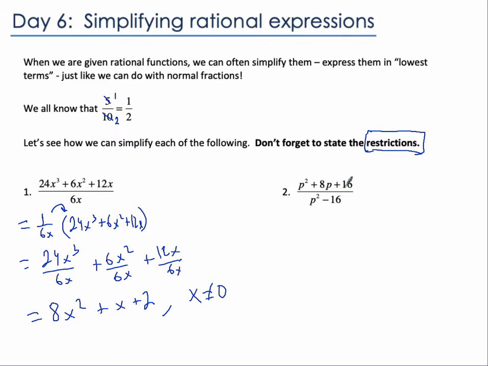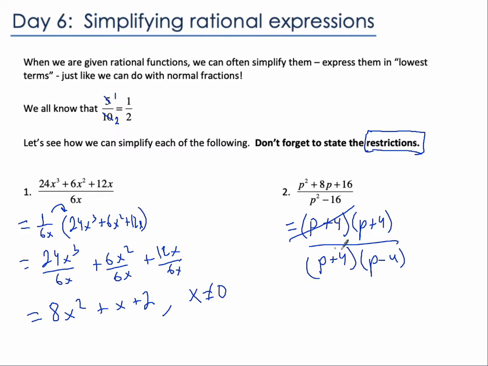I'm going to start with the second one here. It looks like you can't do anything with it, but if you factorize, then maybe you can do some canceling. This numerator we can factorize to p plus 4 times p plus 4, or p plus 4 squared. And the denominator factorizes to p plus 4 times p minus 4. Now we can cancel these, and you get p plus 4 over p minus 4.